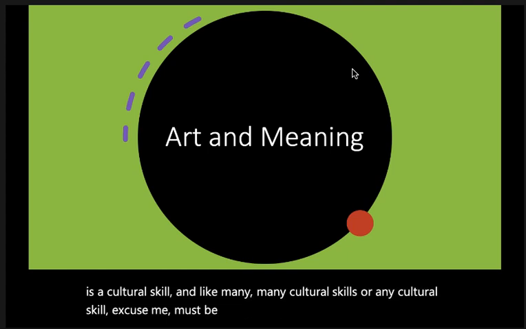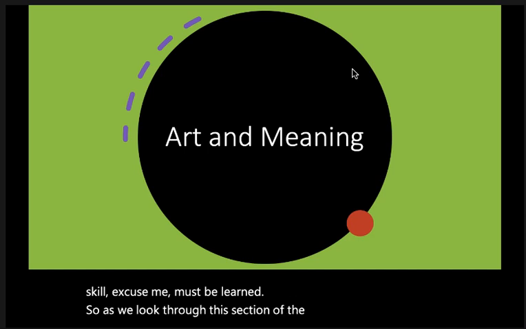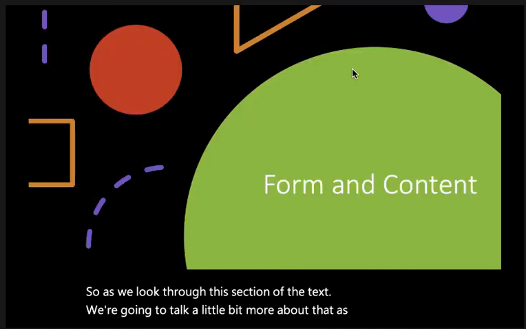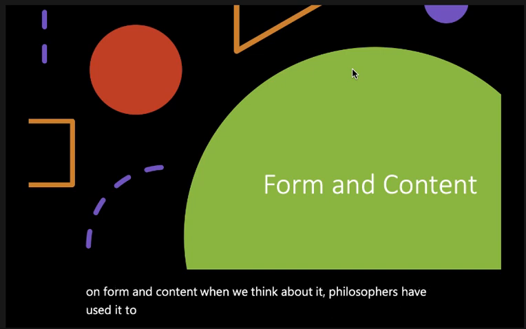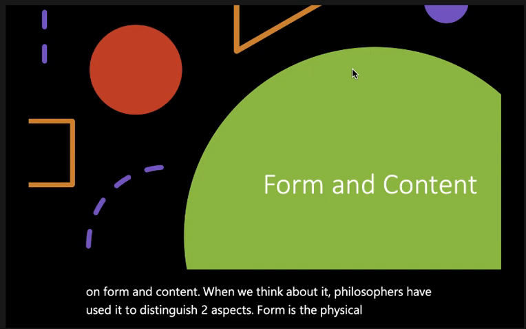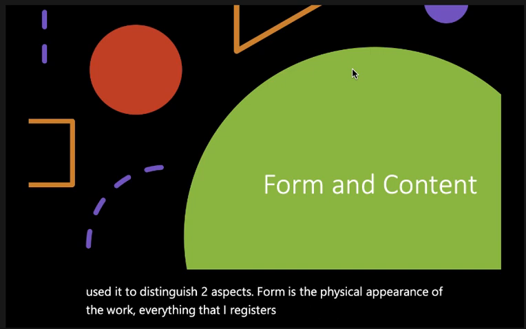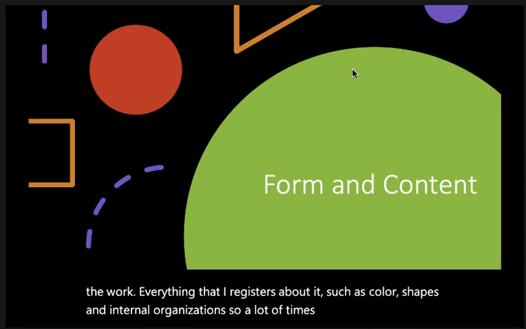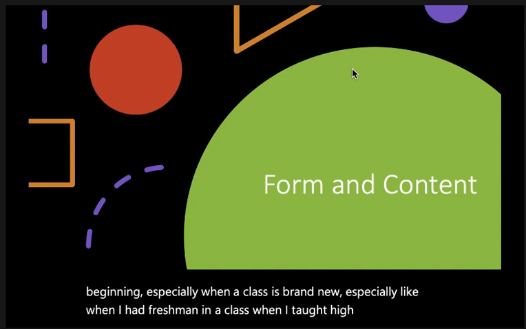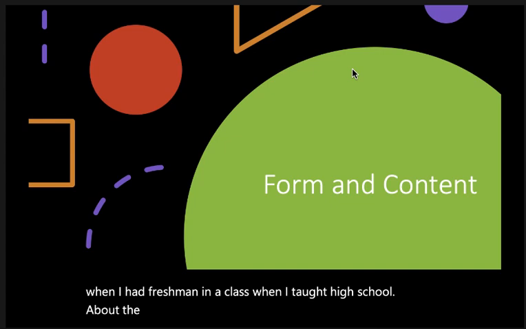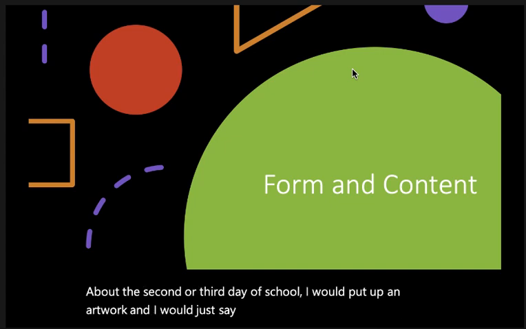So as we look through this section of the text, we're going to talk a little bit more about that as well. So, focusing on form and content. When we think about it, philosophers have used it to distinguish two aspects. Form is the physical appearance of the work, everything the eye registers about it, such as color, shapes, and internal organization. So a lot of times what I like to do in the beginning, especially when a class is brand new, like when I had freshmen in a class when I taught high school, about the second or third day of school, I would put up an artwork and I would just say, what do you see?